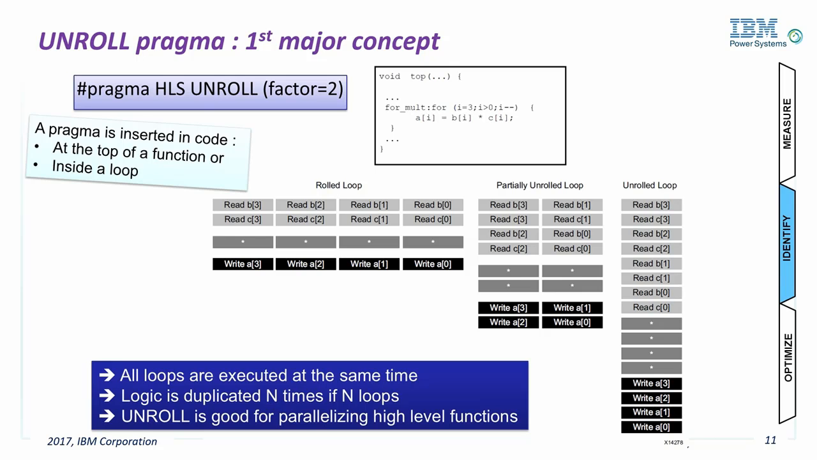About the syntax, there is no underscore before or after HLS in the pragma call, and a pragma is inserted in code just after the bracket of the loop or at the beginning of a function. Depending on its location, it will not have the same effect.